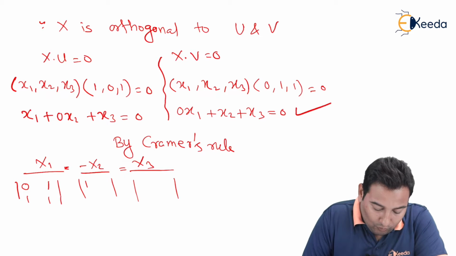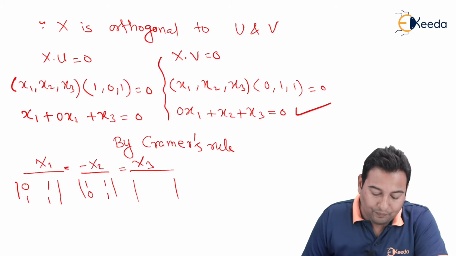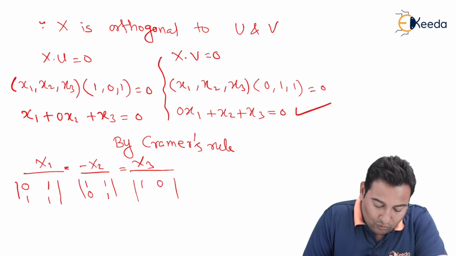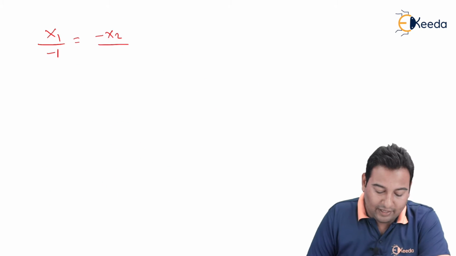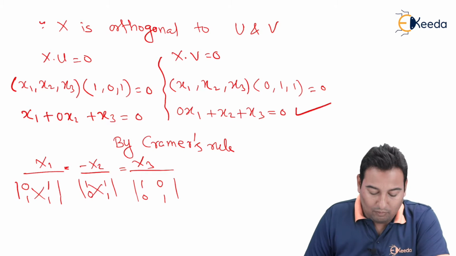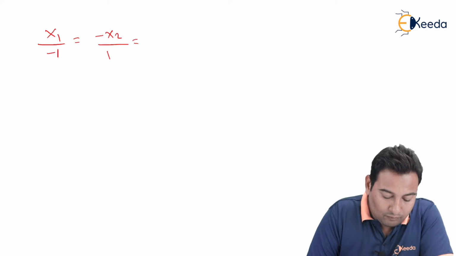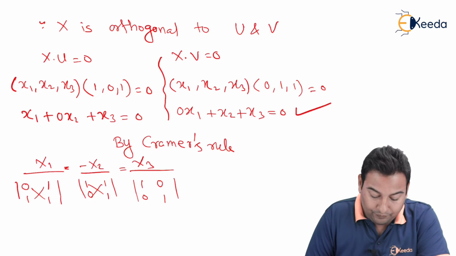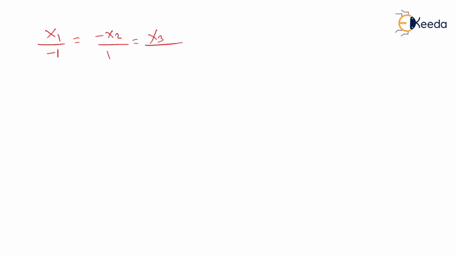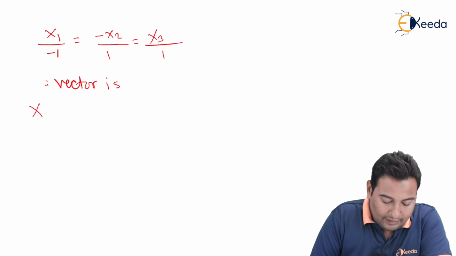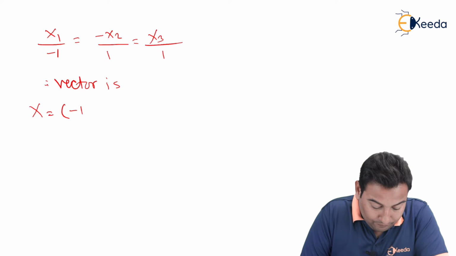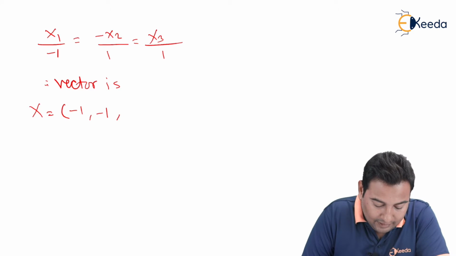Minus x2 upon 1, 1, 0 and 1. In x3, it will be 1, 0, 0, 1. Let's simplify this. This is 0 minus 1. Minus x2 upon, this is 1 minus 0. x3 upon, this is 1 and 0. Therefore, the vector is x equal to: x1 value is minus 1, this is also minus 1 and finally x3 is 1.